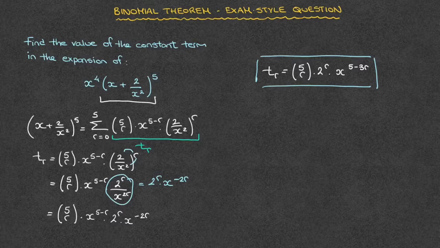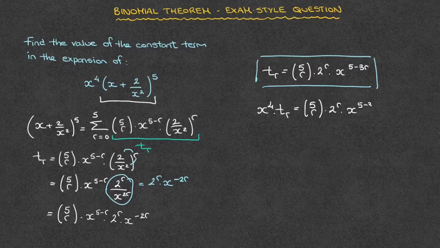So any term in the expansion will be the product of x to the power of 4 and our general term that we have here. In other words, the general term of the product of x to the power of 4 and (x + 2/x²) raised to the power of 5 will be x to the power of 4 times T_r. And that's equal to the binomial coefficient (5 choose r) times 2 to the power of r times x to the power of 5 minus 3r times x to the power of 4.